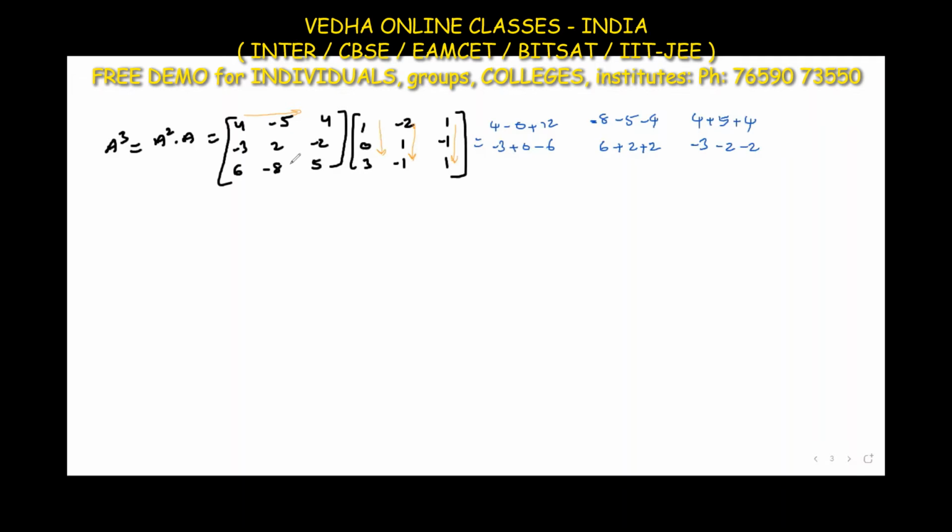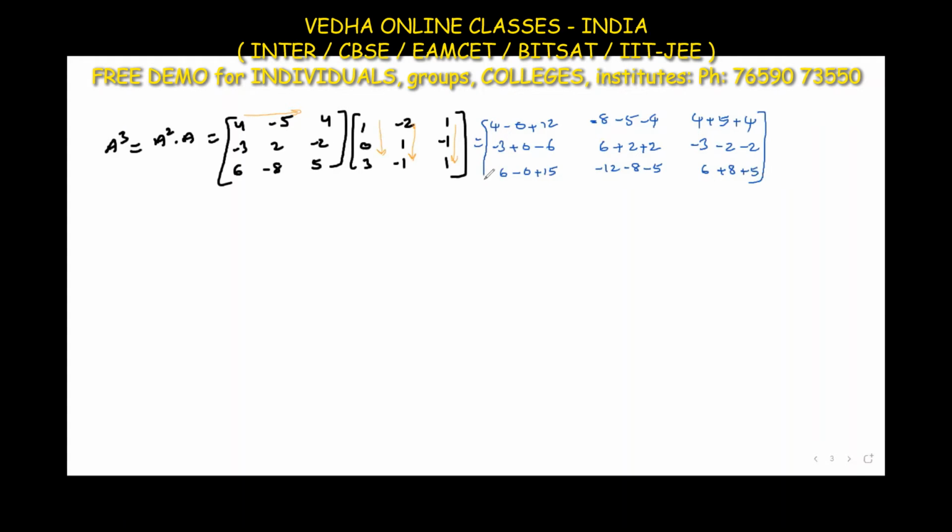Next, take the third row. Third row: 6 1s are 6 minus 0, and 5 3s are 15. So next, third row with second column: 6 2s are 12 minus 12, and minus 8 minus 5. Next, third row with third column: 6 1s are 6, and minus into minus is plus 8, 5 1s are 5.